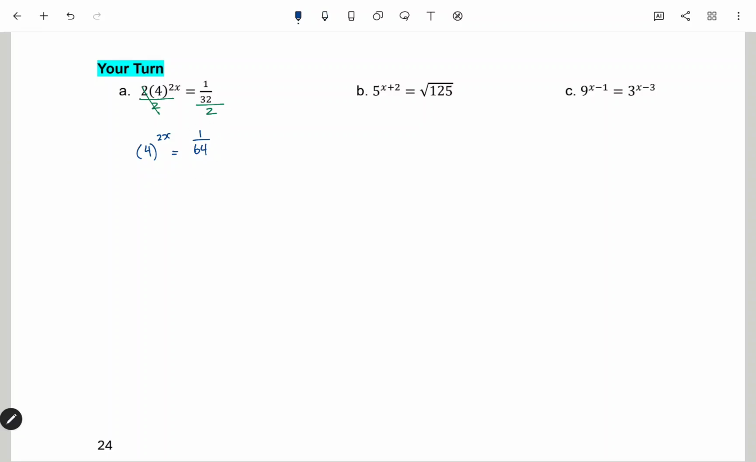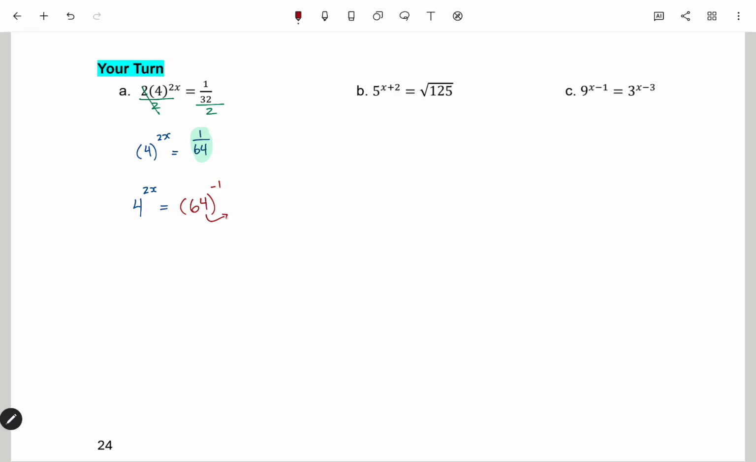I see that fraction again. As soon as we see a fraction, we know that we're going to need a negative exponent. So we don't have to write the brackets anymore. We can just say 4 to the power of 2x is equal to, this is now going to become 64 to the -1.